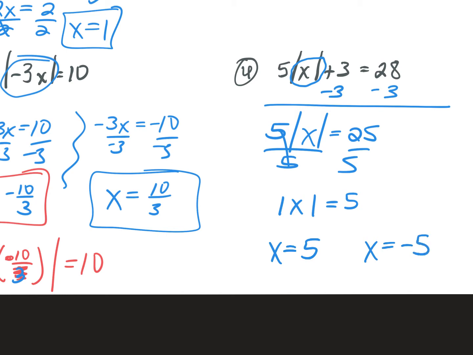So quickly, in your head, you guys can do this. Plug it back into the original. If I put in positive 5, what is the absolute value of positive 5? 5 times 5. 25 plus 3. 28. Oh, good. That one works. Now plug in negative 5. What's the absolute value of negative 5? 5 times 5 is 25, plus 3. Perfect. This one works as well.